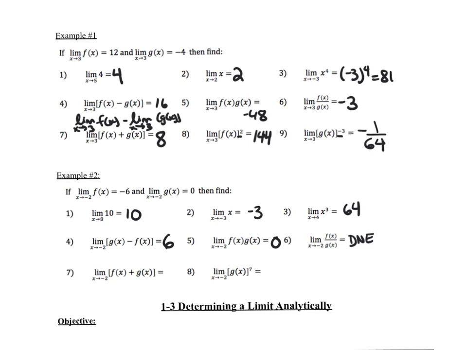For example number 7, we're adding the two limit values together, so we'll get negative 6. And for 8, we are raising the limit value of g of x to the 7th power. 0 to the 7th power is still 0. All right, let me know if you have any questions.